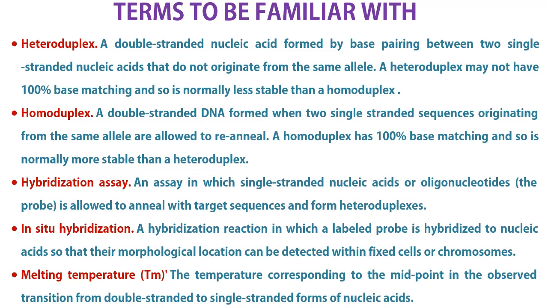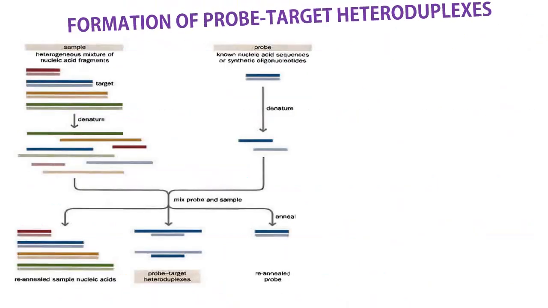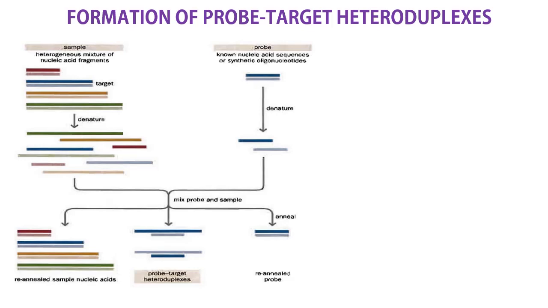Hybridization assay: an assay in which single-stranded nucleic acids or oligonucleotides, the probe, are allowed to anneal with target sequences and form heteroduplexes. In situ hybridization: a hybridization reaction in which a labeled probe is hybridized to nucleic acids so that their morphological location can be detected within fixed cells or chromosomes. Melting temperature, Tm: the temperature corresponding to the midpoint in the observed transition from double-stranded to single-stranded forms of nucleic acids.